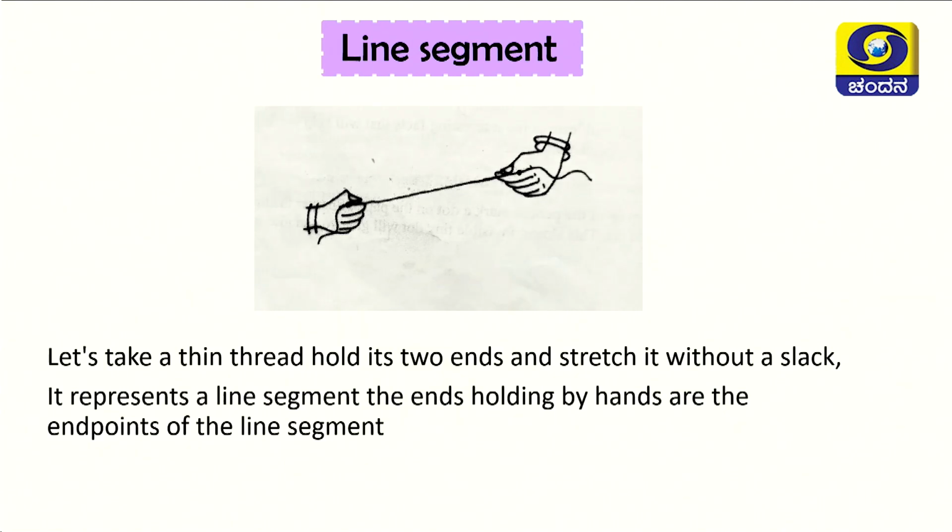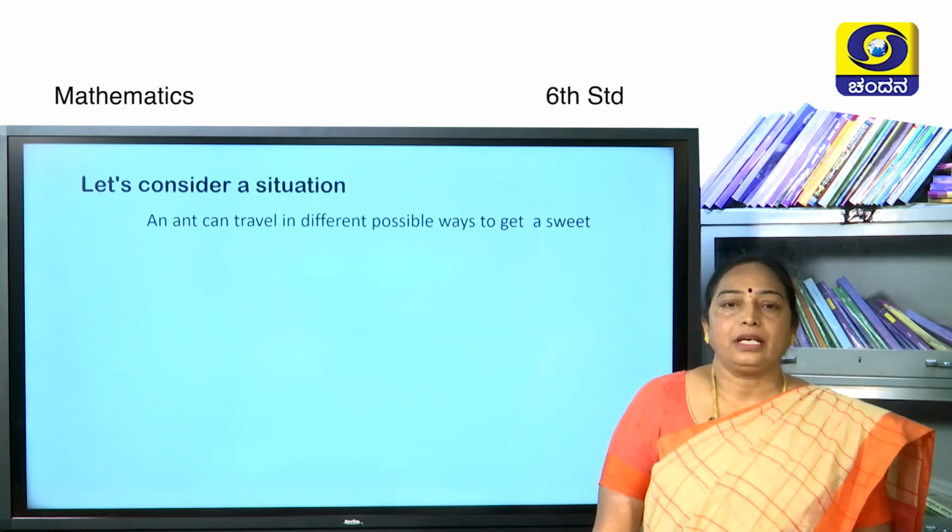Let us take a thin thread, hold its two ends and stretch it without a slack. It represents a line segment. The ends held by hands are the end points of the line segment. Let us consider a situation.